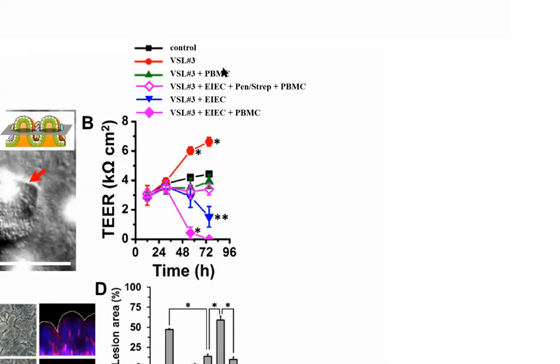And when you add VSL3 and PBMC together, it was very similar to the control group, meaning the PBMC, the immune cells, tolerated the existence of the good bacteria. So when you see this group, we can see VSL number 3.